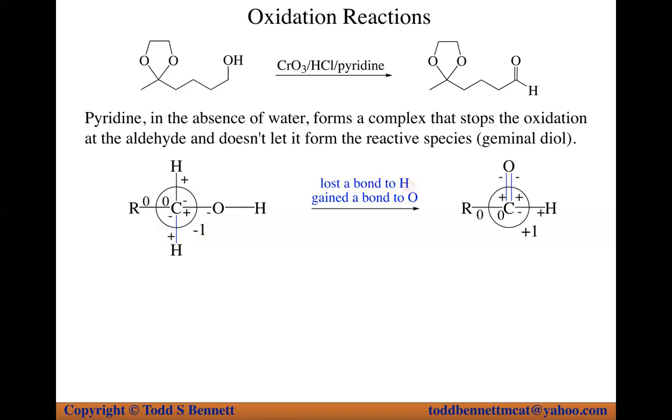It ends up, it lost a bond to H, as we mentioned. So let's just consider this H or this H. It's going to lose one of them. It only has one bond to H now. It used to have 2. So that's going to be a delta of 1 electron. And then it gained a bond to O. It had 1 bond to O. Now it has 2. So that's also going to be a change of 1 electron.